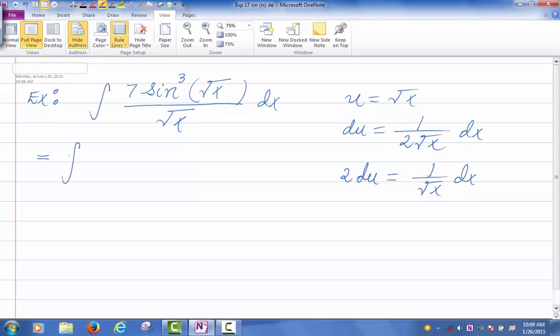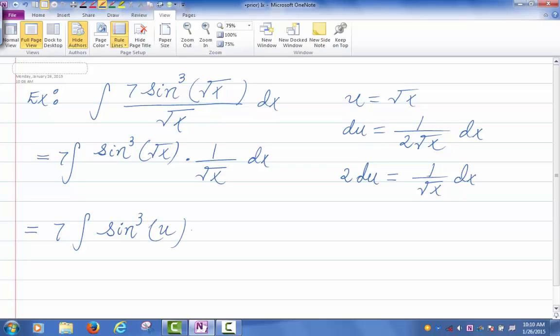But before I do that, let me take out the 7, and I have sine cubed of root x. Let me rewrite the integrand in this way. I didn't do anything, I just rewrote it. Now I'm going to make the substitution. Clearly I'm going to get sine cube of u, and then 1 over root x multiplied with dx will be 2 times du. So 2 du I'm getting from this.